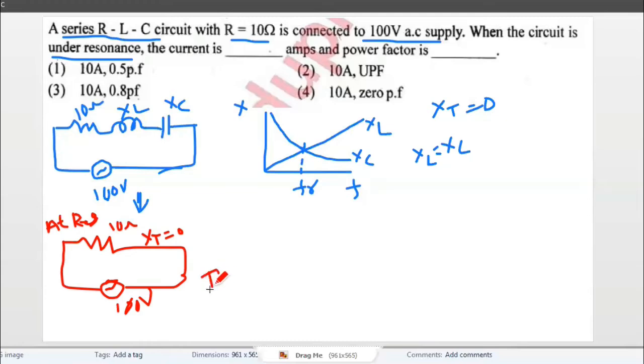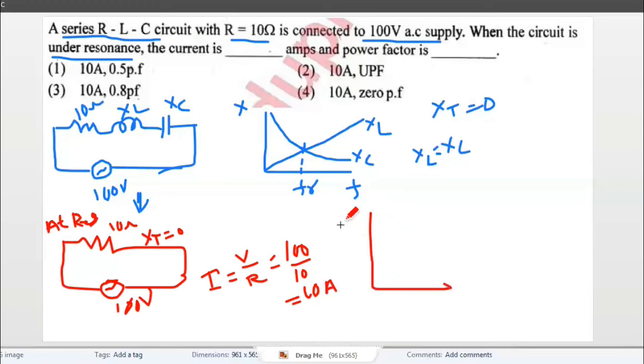So the current I in the circuit is given by I equal to V by R, and V is 100 volts divided by 10. So the current is 10 amperes. The current flowing in the circuit is a maximum under resonant condition. So if you draw the graph of current versus frequency, at resonance condition it reaches the maximum value, and it is like this.